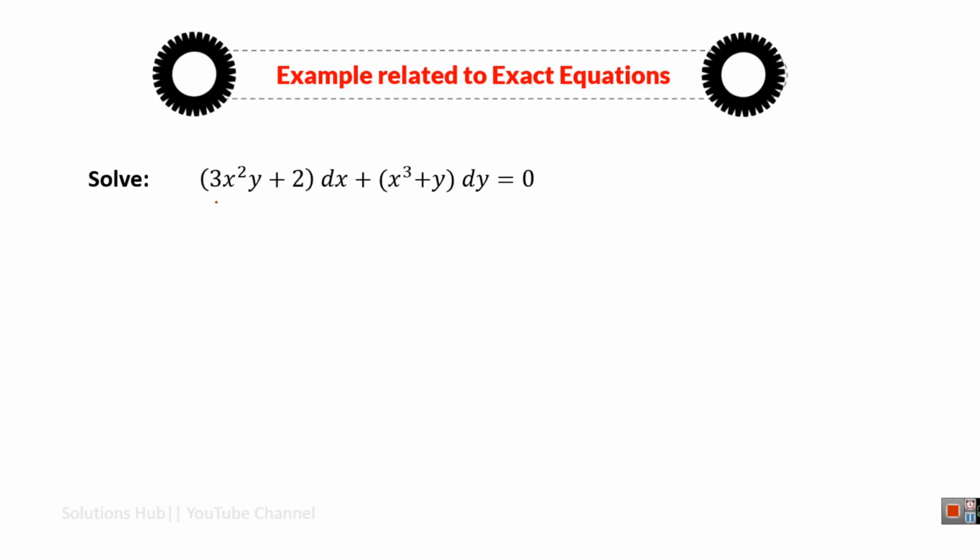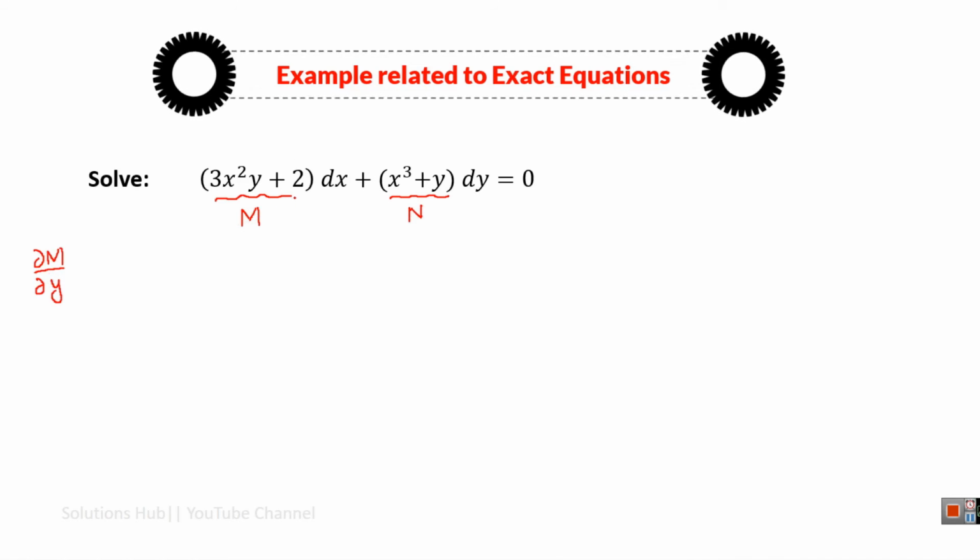So this function that is written over here is basically our function M, and this function that is written over here is our function N. So we have to take the partial derivative of that function M with respect to y. We have to take the partial derivative of M with respect to y. So our M function is 3x square y plus 2.